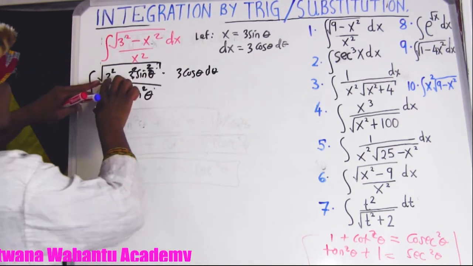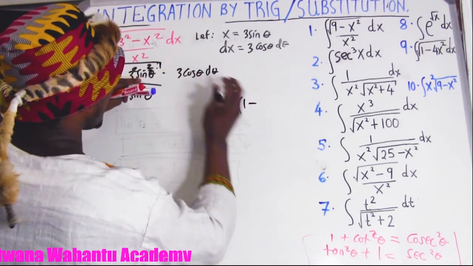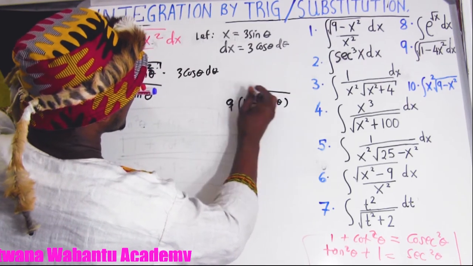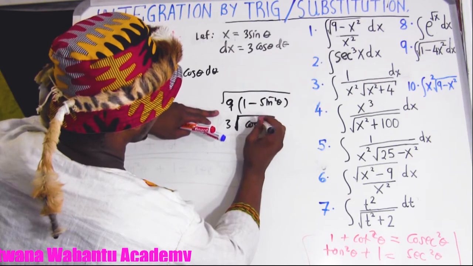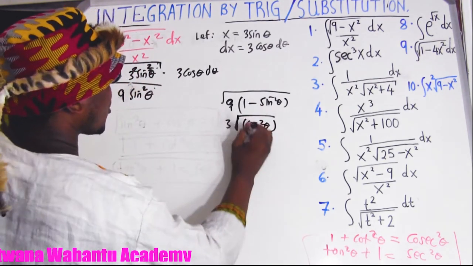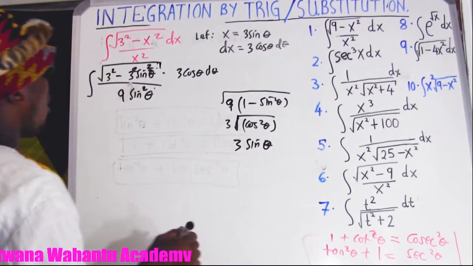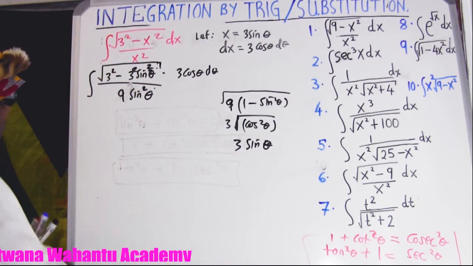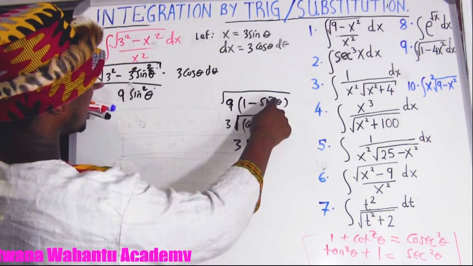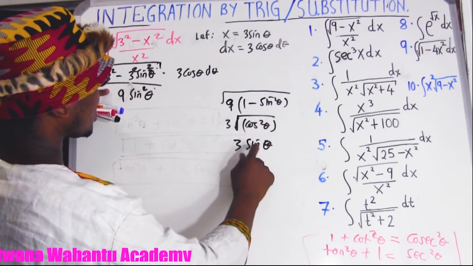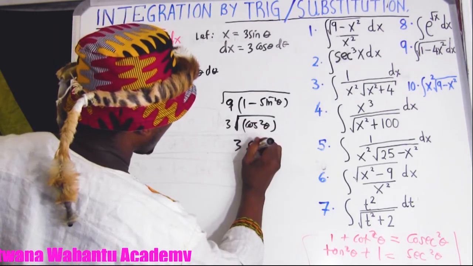Look, I can factor out 9. Then this is going to be 1 minus sine squared. The square root of 9 equals 3, and then the square root of cos squared from the trig identity, 1 minus sine squared equals cos squared. When you take the square root of cos squared, you're going to get cos.